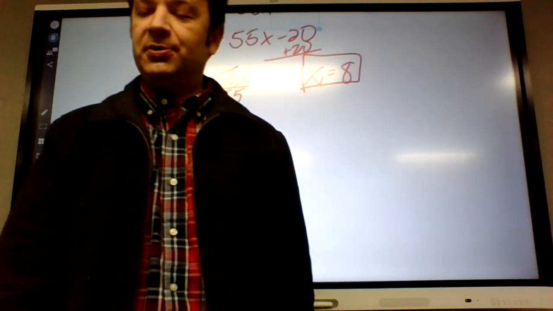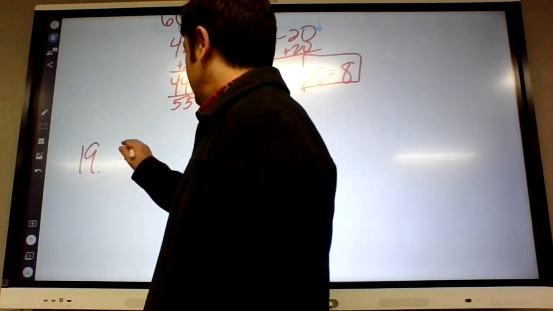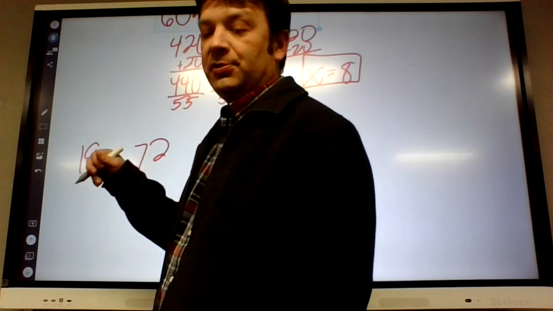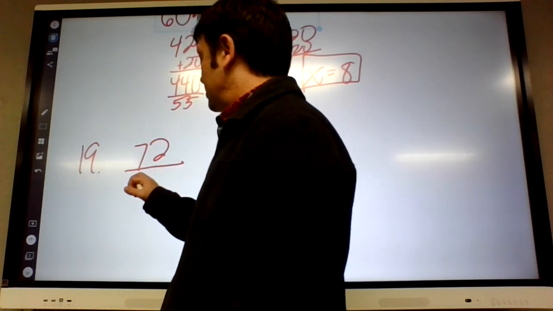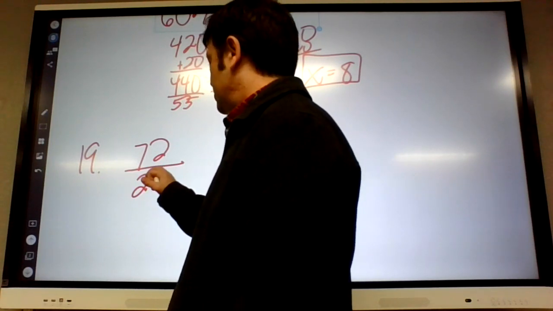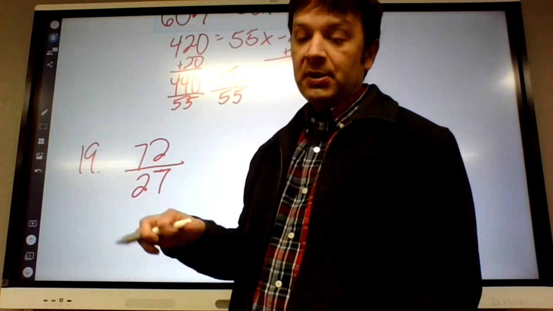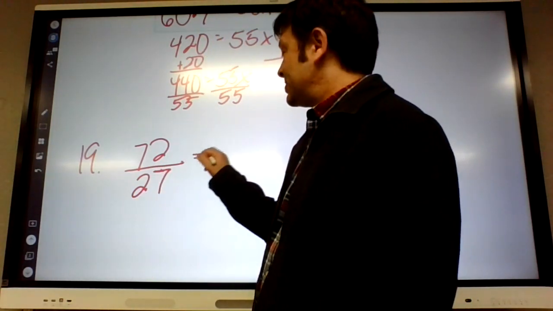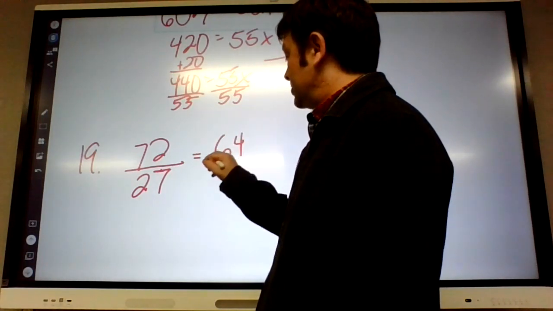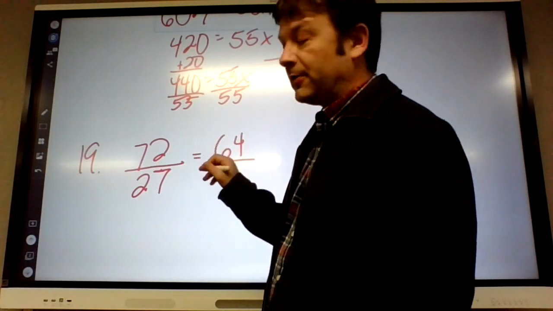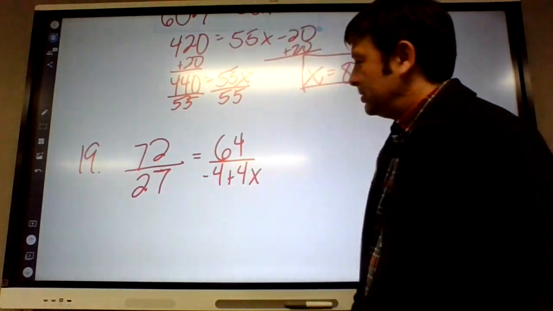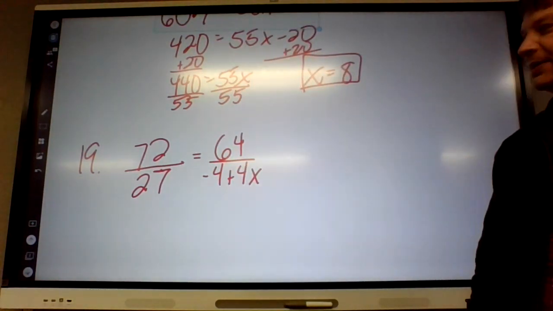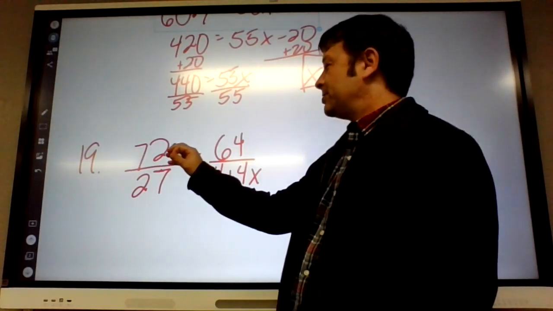Let's do 72 is to 27. Or you could even use the 36 and 96 also. 72 on the big triangle is to 27 on the little triangle, just as 64 on the big triangle is to negative 4 plus 4x on the little triangle. Okay. How do we cross multiply these?